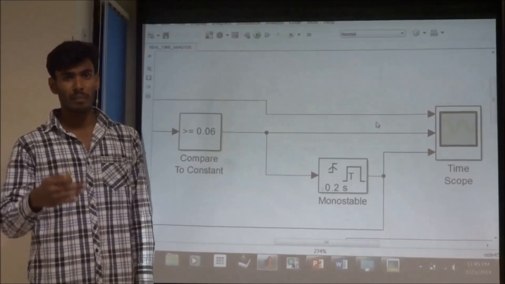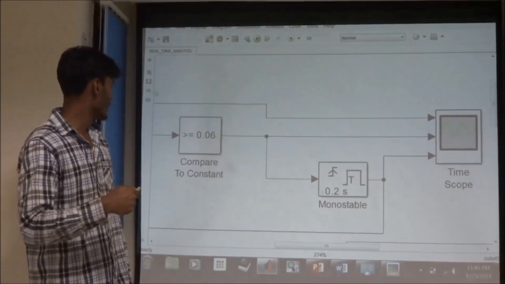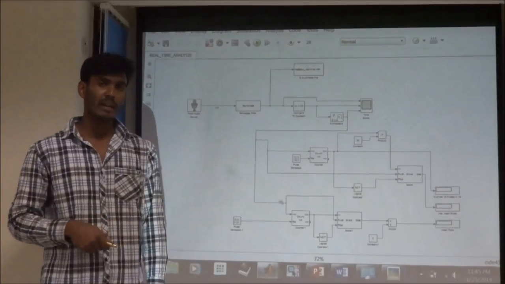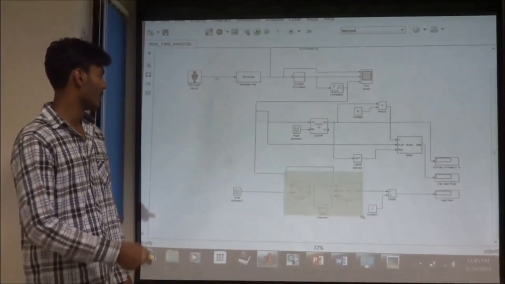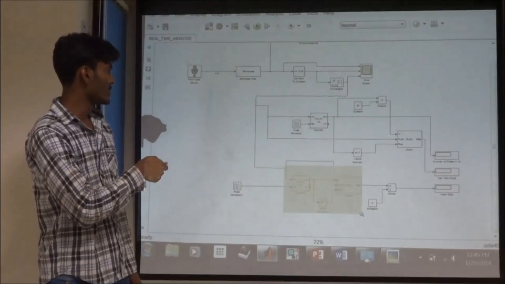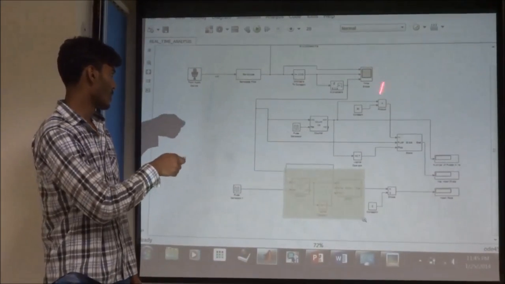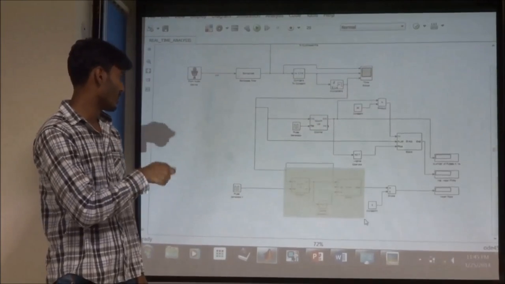The peak detector is a comparator which compares the input voltage to a threshold of 60 millivolts. The impulses generated by this comparator are then given to a monostable multivibrator. The monostable multivibrator generates pulses of 0.2 milliseconds each. The output of the monostable multivibrator is given to two counters.